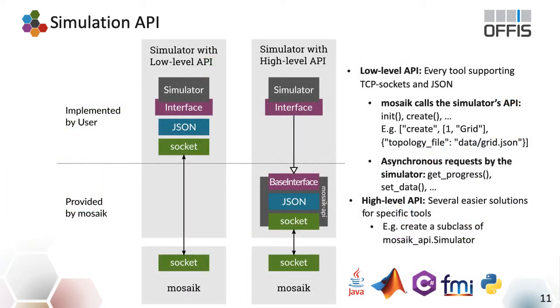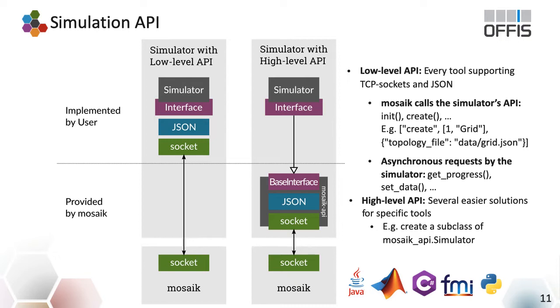And now again, a closer look at this simulation API. As I said, it's the interface between Mosaik's core and a simulator. And we provide two completely different ways of doing this. One is the low-level API. Which means that we have the part that is provided by Mosaik here, so Mosaik core and then Mosaik's simulation API. And then there is the part that you need to implement by yourself in order to integrate a simulator into Mosaik.